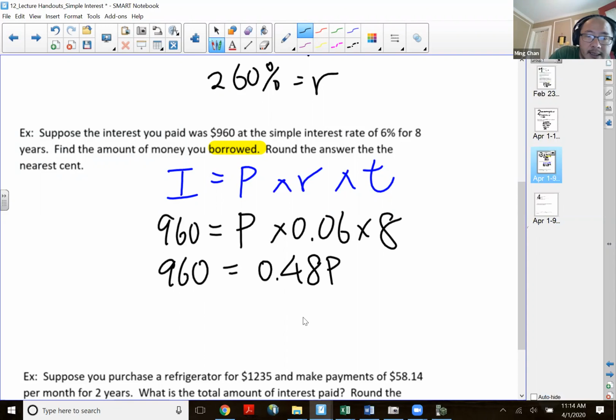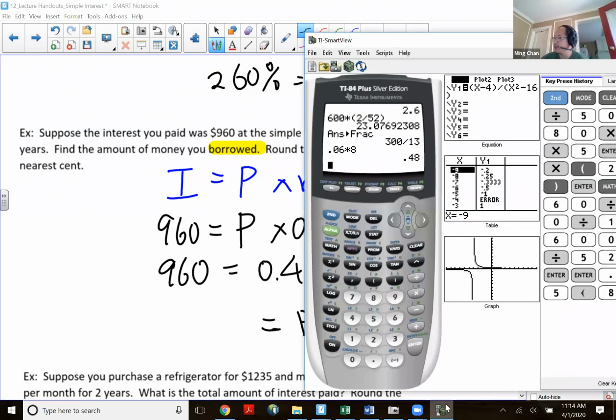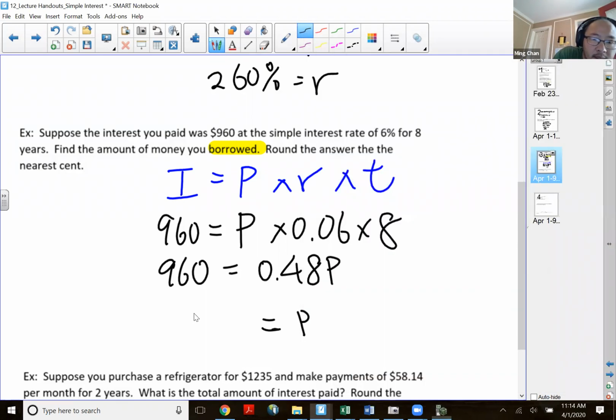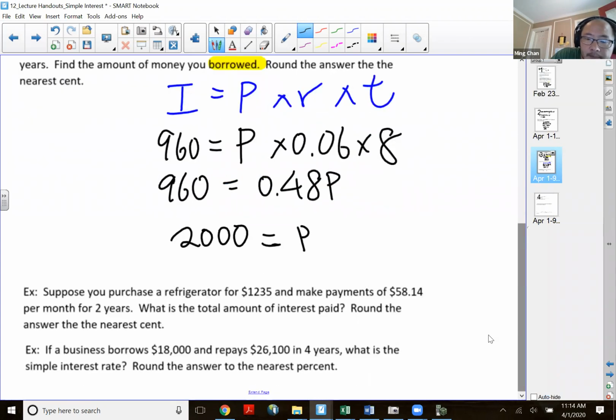So to get P by itself, we divide both sides by 0.48. So 960 divided by 0.48, my answer, $2,000. So the principal originally was $2,000. All right, let's look at another example.